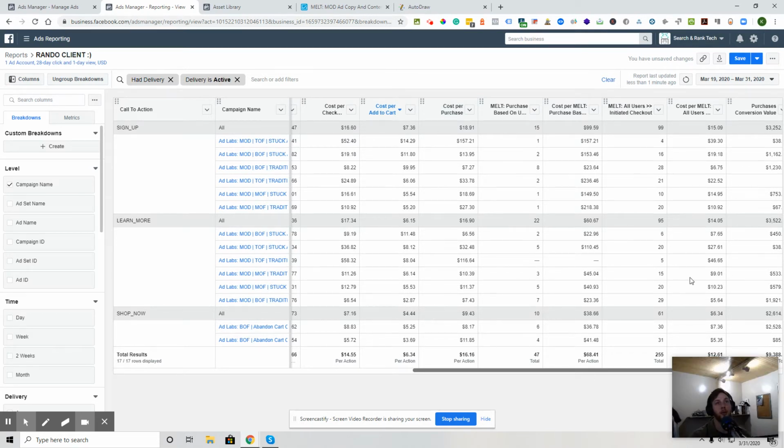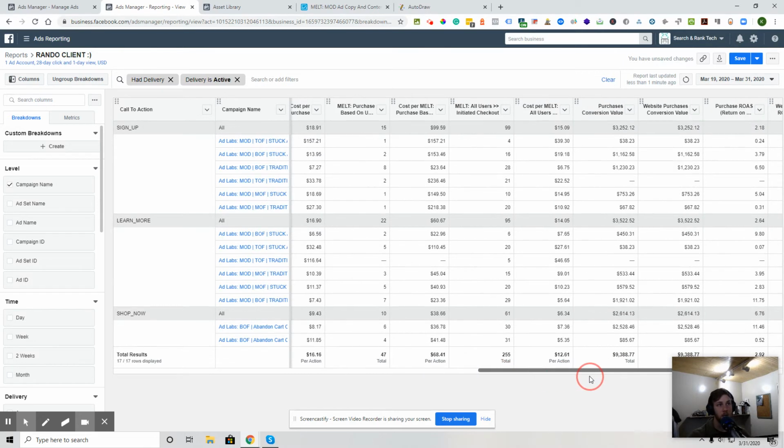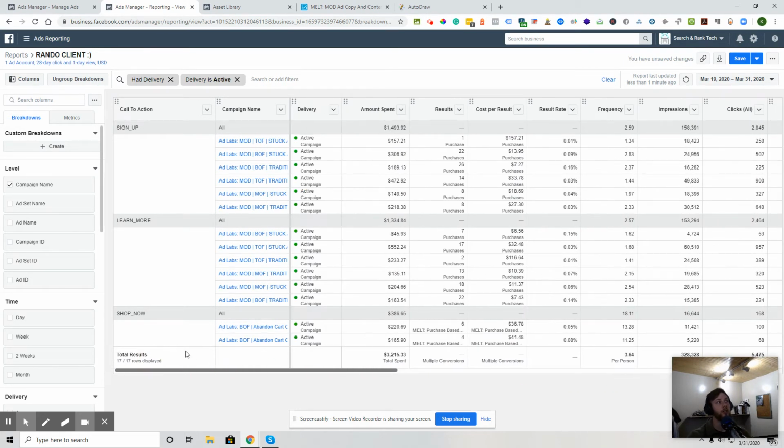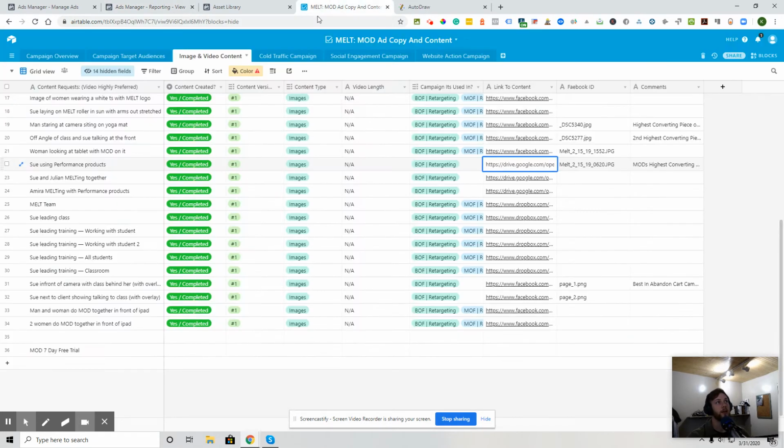If you don't have enough purchase data to really run with, I always recommend trying to look at your initiate checkout and your add to cart. Look at the totals as well as the cost, or maybe the rate at which how many people you need to have in order to have an add to cart, and so on. So with this, I've already looked at some of this data, so I already know I would keep running with sign up and learn more.